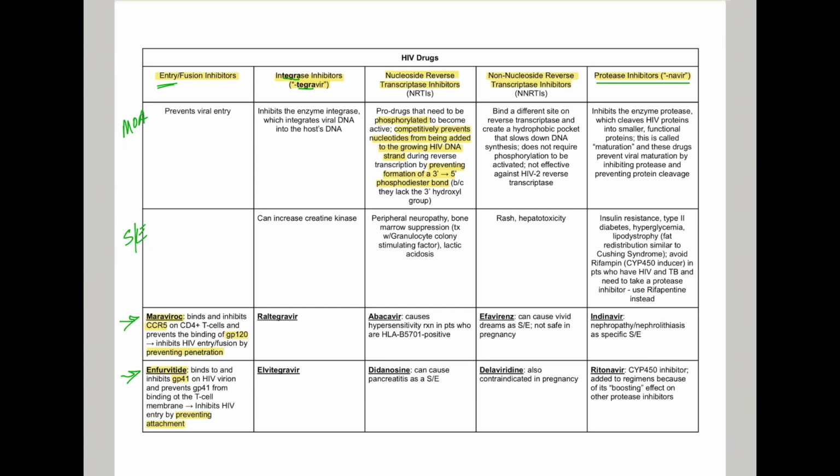The side effects here are peripheral neuropathy, bone marrow suppression, which is what our initial question was about. You can treat the bone marrow suppression with granulocyte colony stimulating factor, GCSF, and they can also cause lactic acidosis. So the list here: abacavir can cause hypersensitivity reaction in patients who are HLA-B5701 positive. So this will be a point that you'll see often in resources. It's something to take note of.